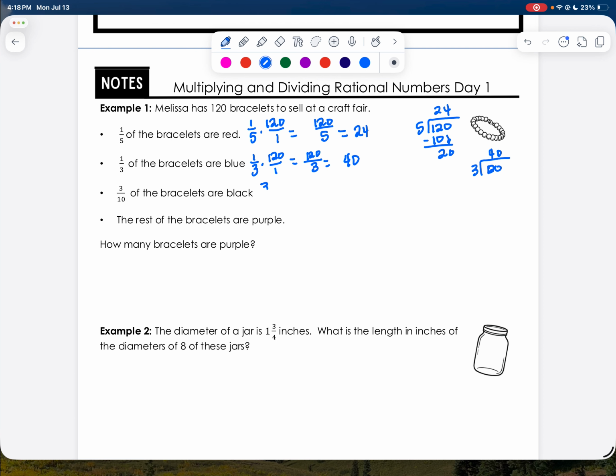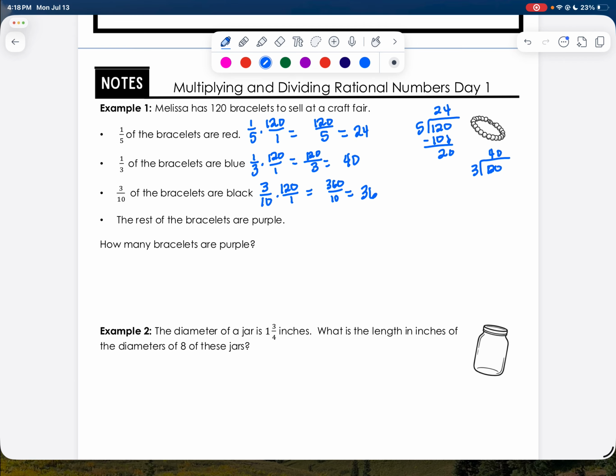Now 3/10 are black. So 3/10 times 120 over 1. 3 times 120 is 360. 10 times 1 is 10. And 360 divided by 10 is 36.